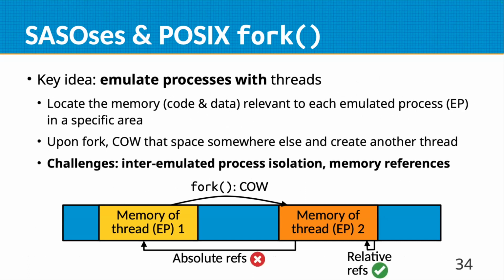The two issues with this kind of intuitive solution are, how do you isolate emulated processes? And how do you correct memory references? Because when you do the copy of the parent into the child, you're going to rewrite references. Some of them are relative. Think about stack accesses, they are relative to the stack pointer. So this thread having its own stack is going to work. But if you have absolute references, like a pointer variable, if you just copy it like that, the child still has pointers to the parent, and that's not good for isolation, right? So this would need to be rewritten.